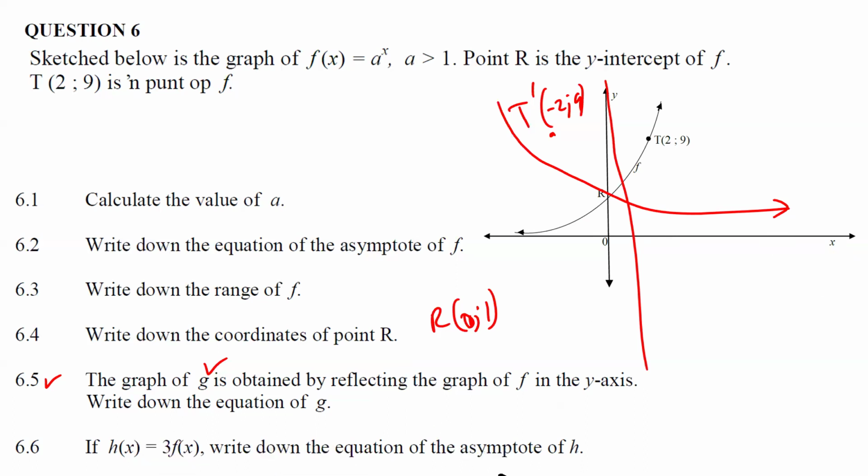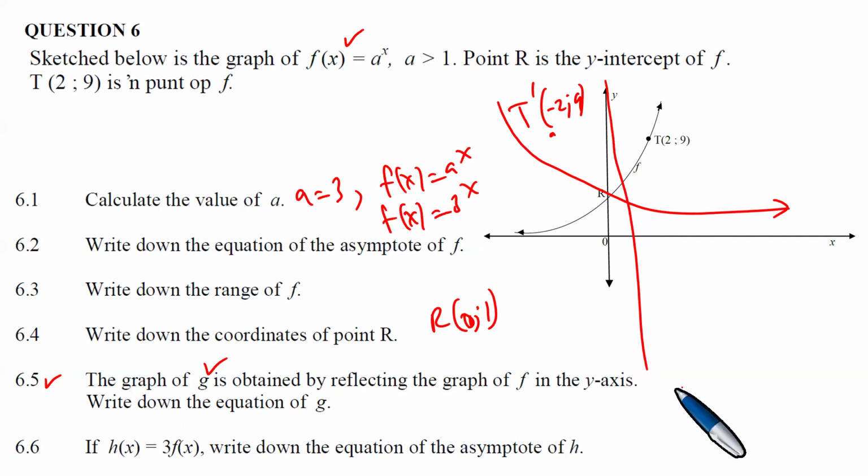Write down the equation of g. So how do you write down the equation of g? The equation of g, which is obtained by reflection, is going to have x that is negative. We can see that a is 3 here, and f of x was a to the power x, and then f of x became 3 to the power x.